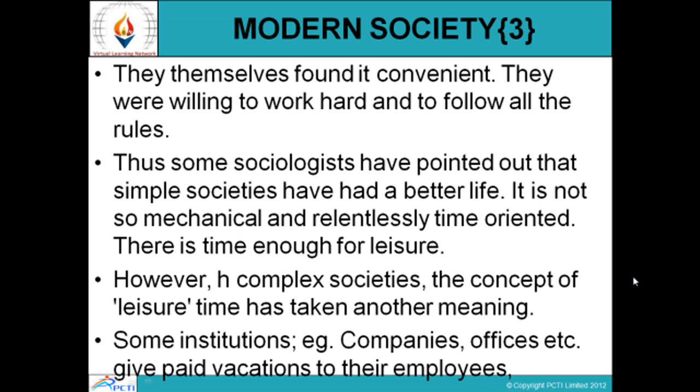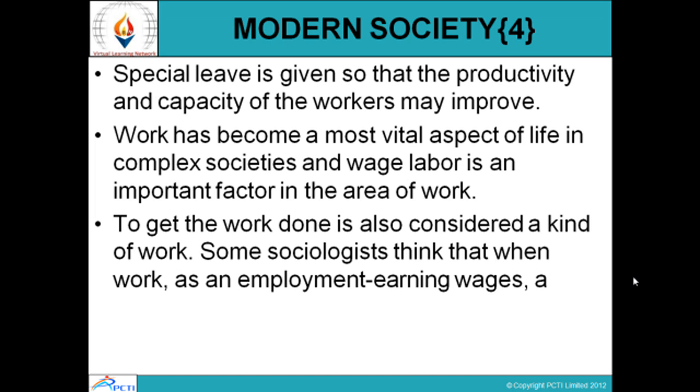In complex societies, the concept of leisure time has taken another meaning. Some institutions, for example companies and offices, give paid vacations to their employees as well. Special leaves are given so that the productivity and capacity of the workers may improve. Work has become a vital aspect of life in complex societies, and wage labor is an important factor in the area of work.